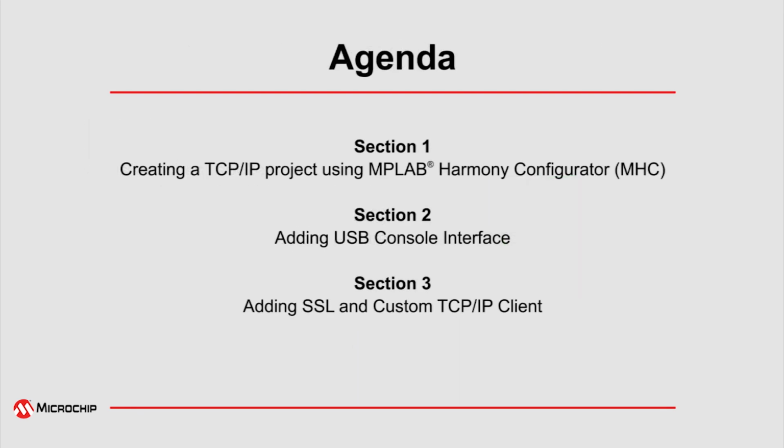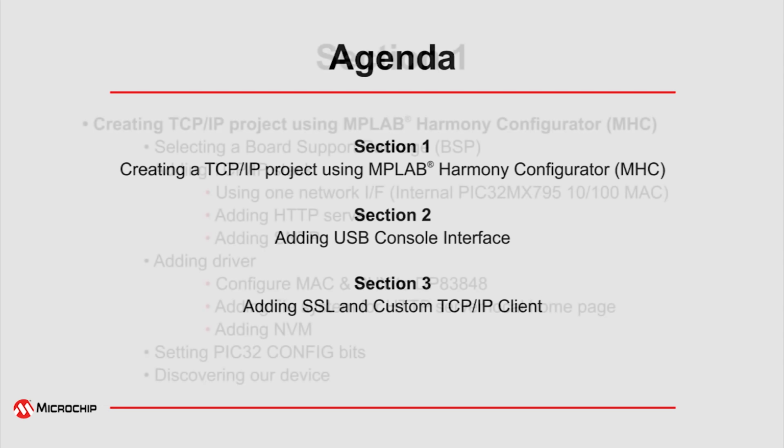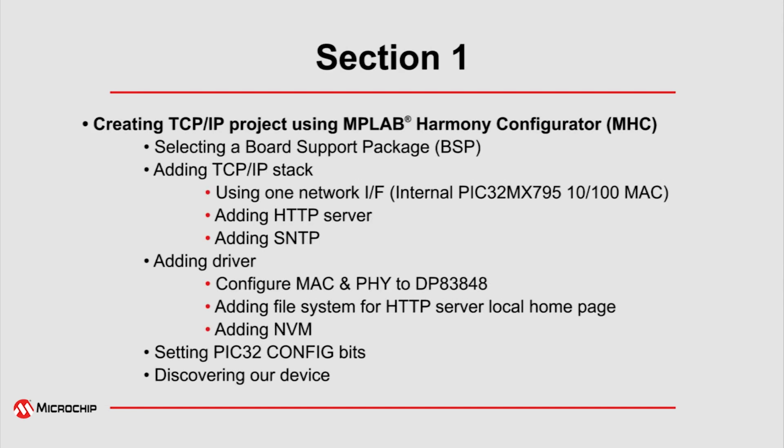In order to achieve this, the video is divided into three sections. In section 1, we will be creating the TCP/IP project using MHC. In section 2, we'll be adding the USB console interface, and in the last section, we'll be adding the SSL library and the TCP/IP custom client applications. So let's start with section 1 by creating the TCP/IP project using MHC.